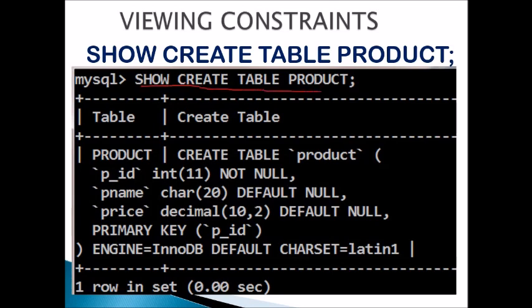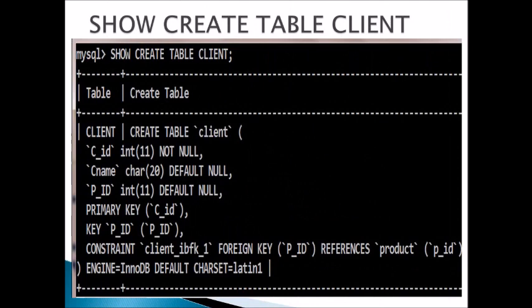If you write, say this is the column name, PID, int 11 not null, the constraint. The second column is p name, char 20 default null, price decimal default null, primary key PID. Similarly, you can write show create table client to display the structure of the client table. So you can see how the foreign key is displayed. Constraint, this is the name of the foreign key, PID references, the table name and the column name.